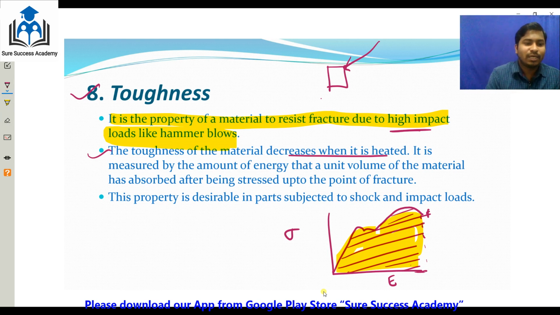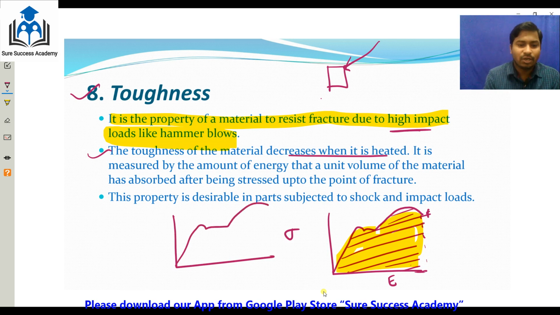You should also know strain energy, resilience. The amount of energy absorbed by the material up to the elastic limit is called resilience. The amount of energy absorbed by the material up to the fracture is called the toughness. That is the difference between resilience and toughness.